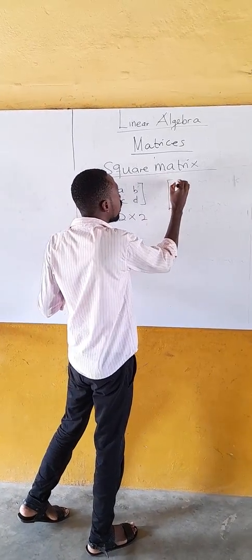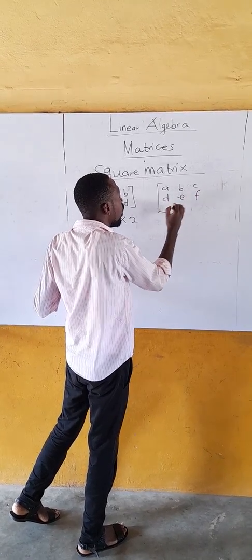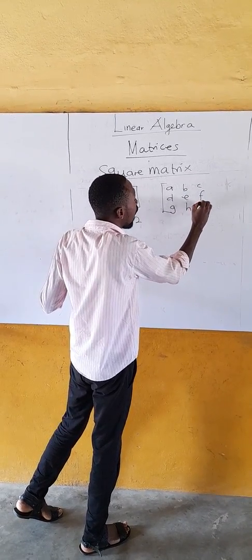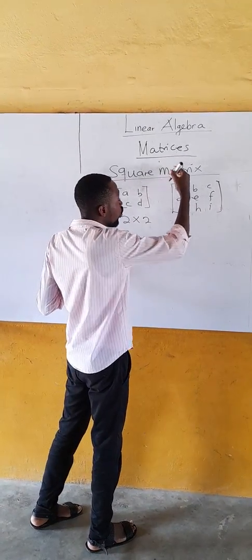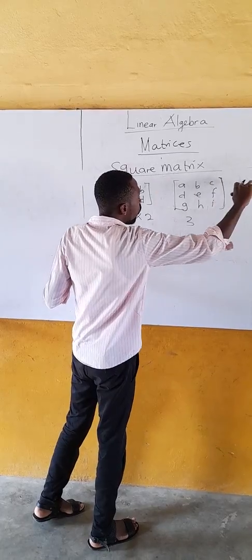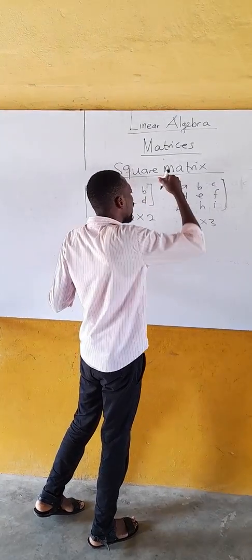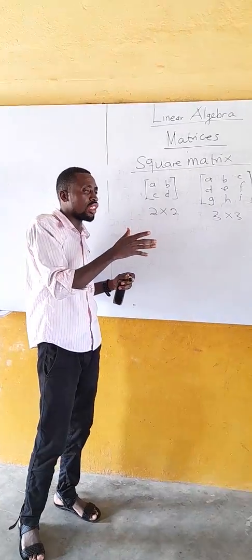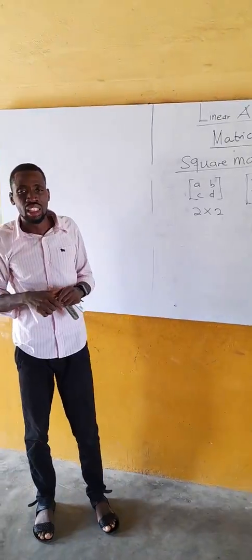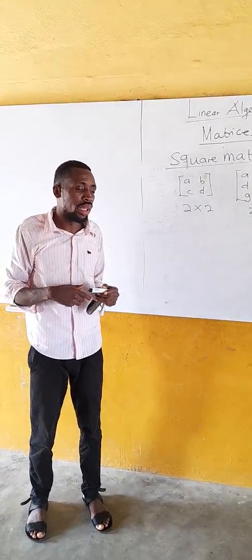Let's look at this one: A, B, C, D, E, F, G, H, I. How many entries are in the row? 3. How many entries are in the column? 3. So we call this a 3 by 3 matrix. So it's a square matrix. We have the same number of entries in the row as in the column. Such is a square matrix. We'll look at another form of matrix.